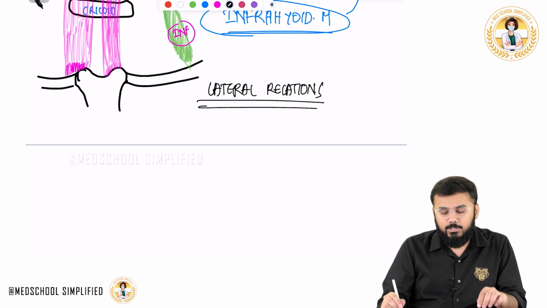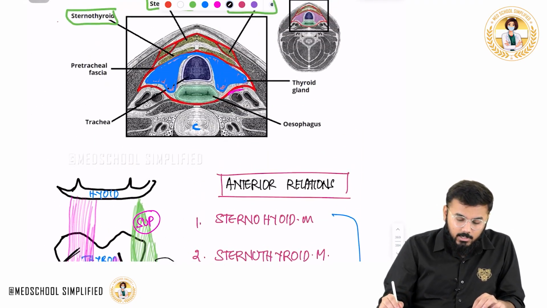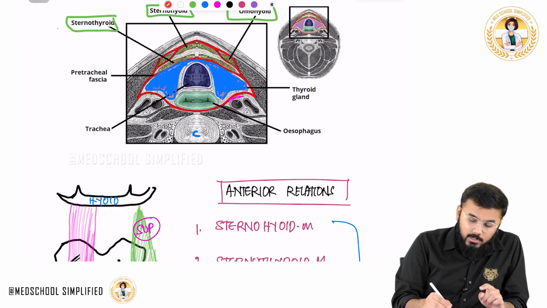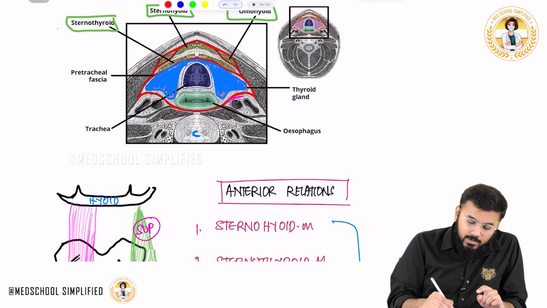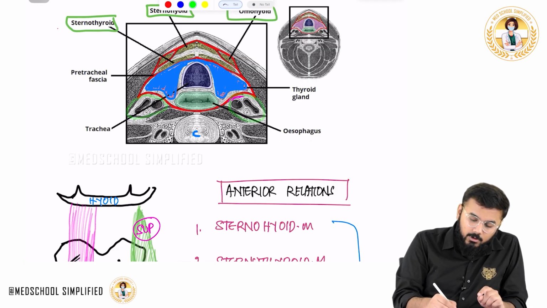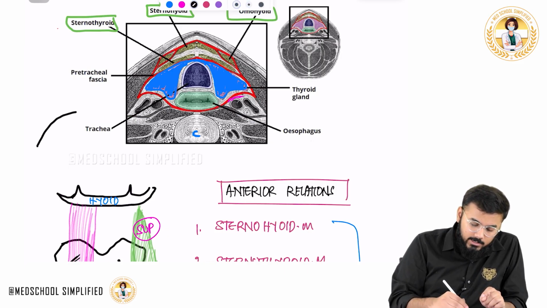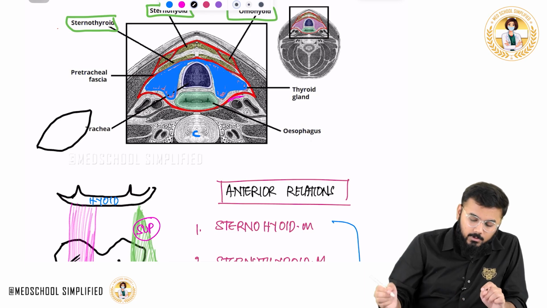What are the lateral relations? Now coming to the lateral relations, look at the lateral relations right now. See, let me highlight it. Lateral to this, you see that there is a sheath like this. What I will do is I will remove this sheath outside. See here, there is a sheath in this way, right?